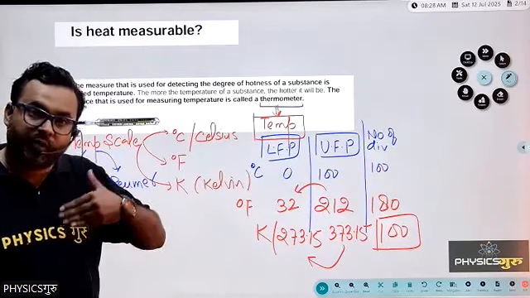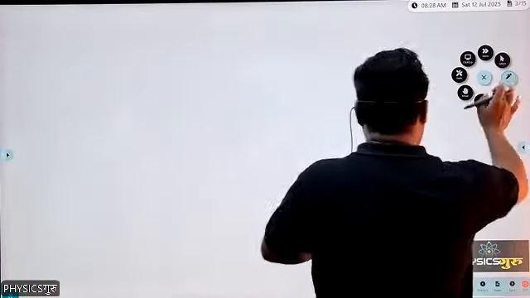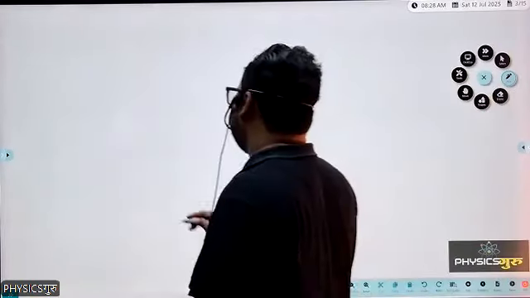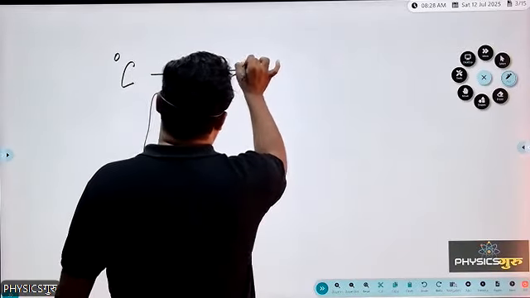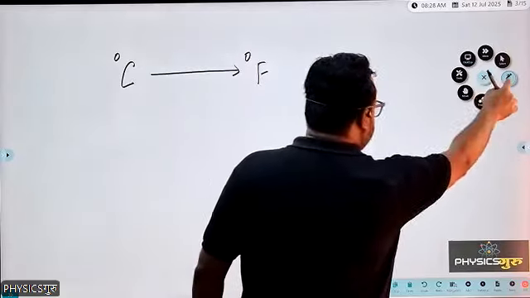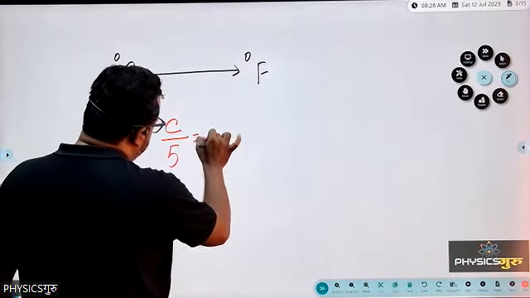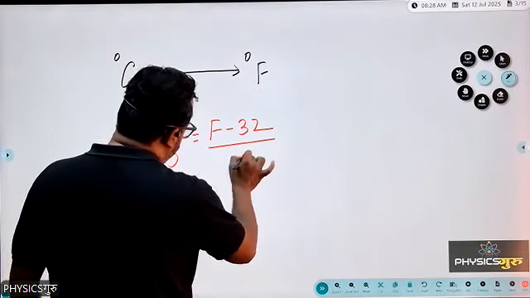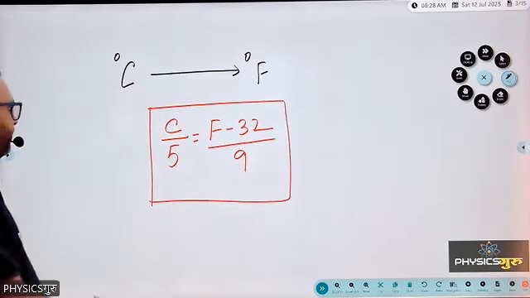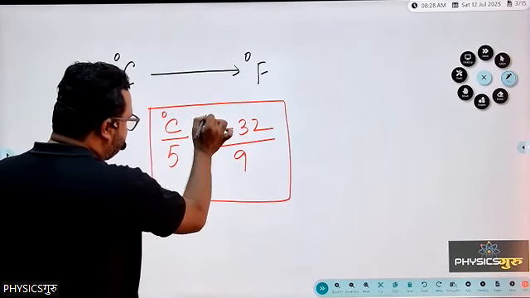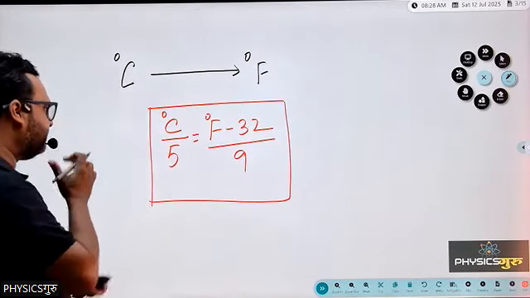You can also convert one scale into another. We have a formula for it. In order to convert degree Celsius into degree Fahrenheit, we use the formula C/5 = (F - 32)/9. What is C? C is degree centigrade. What is F? Degree Fahrenheit. 32 is the lower fixed point, and we have 5 and 9. So these are the coefficients.